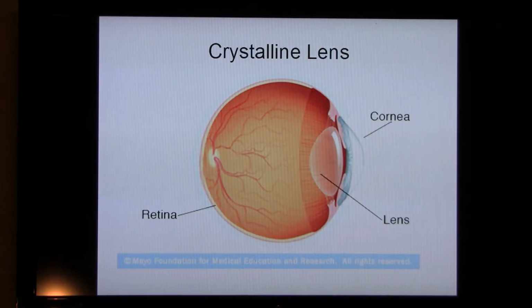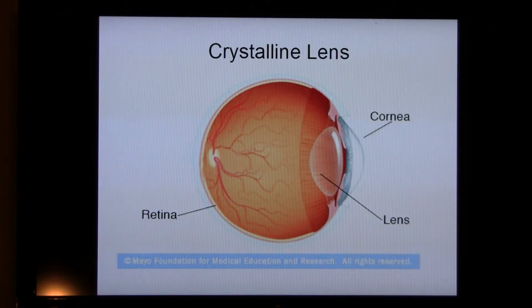And the next slide is the crystalline lens. It is located near the front of the eye behind the pupil. It is a clear, flexible structure that makes an image on the eye's retina. The lens can change shape by focusing on objects that are close or far, which is called accommodation. It bends the light.